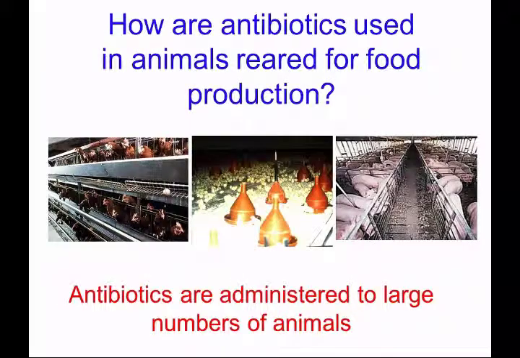Before I do, it's important to remember how antibiotics are used in animals reared for food production, particularly those where animals are reared intensively, as shown in these photographs. In these circumstances, where one or more animals becomes ill, antibiotics are administered to the entire flock or herd to treat the infection and to prevent the infection spreading and having a large economic impact.